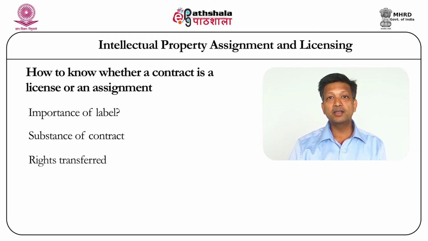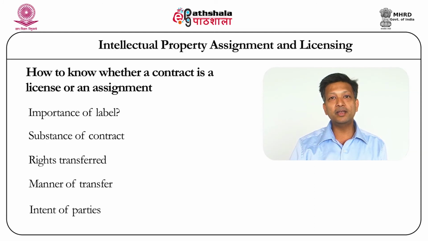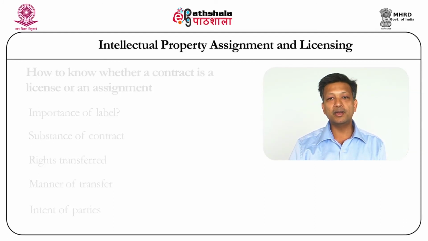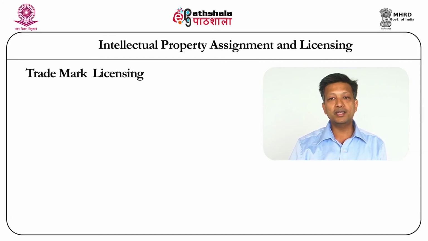It is the rights that are transferred that would determine whether the contract is a license or assignment, the manner of transfer and the intent of parties. Importance of label is there, but label itself cannot in itself decide whether a contract was a license or an assignment. Now, we come to trademark licensing, certain examples from trademark licensing.